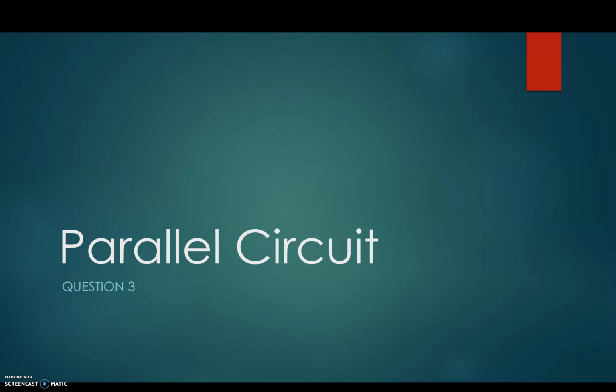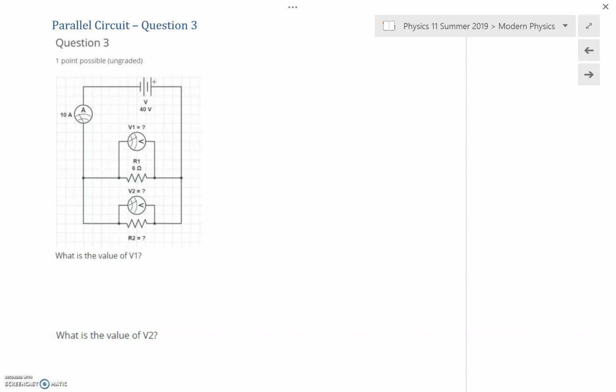Parallel circuit, question 3. In this circuit, we have a battery of 40 volts powering two resistors, one at 6 ohms, the other one unknown. We also have two voltage drops, V1 and V2, which are unknown. The total current running through this circuit is 10 amps.